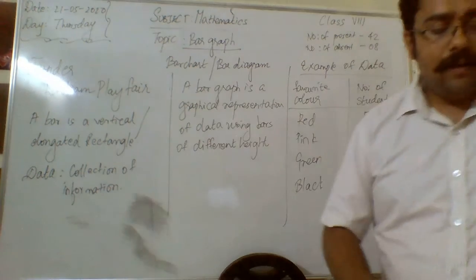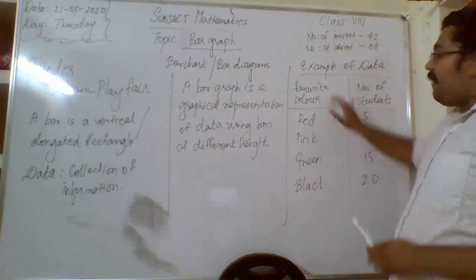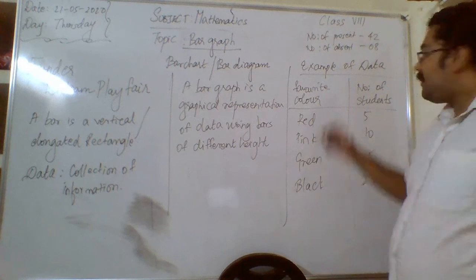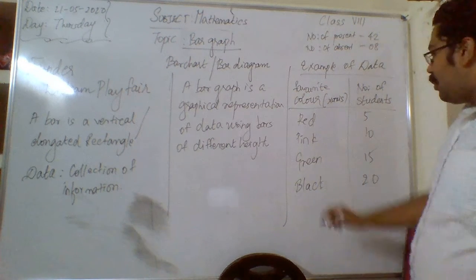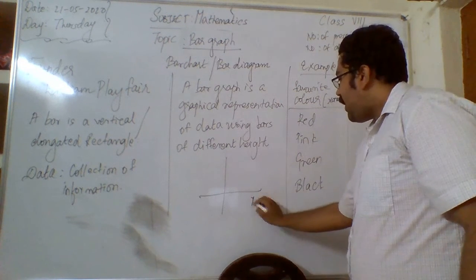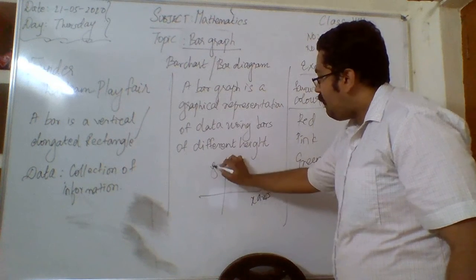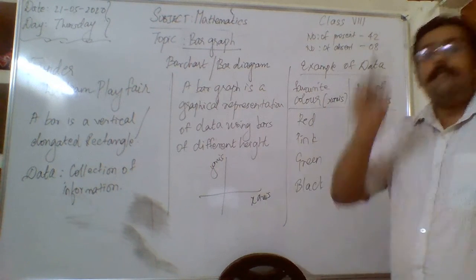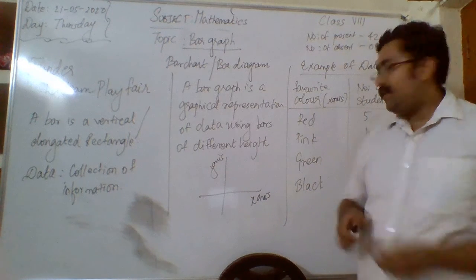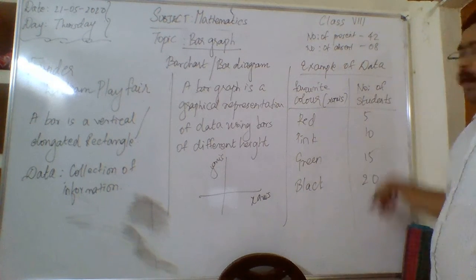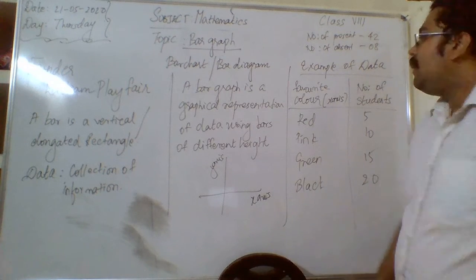Okay, so now one more thing. This favorite color should always be represented on the x-axis. Okay, you know that in a graph, this is your x-axis and this is your y-axis. So the vertical line is called the y-axis and the horizontal line is called the x-axis. So after plotting, you will get a bar graph.